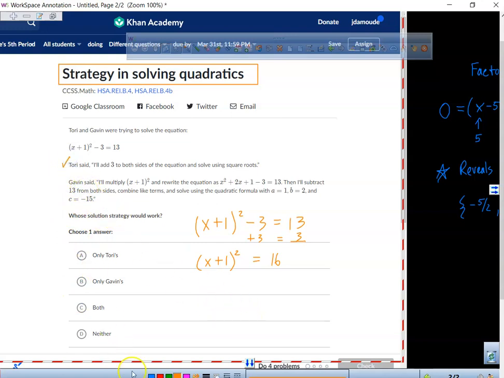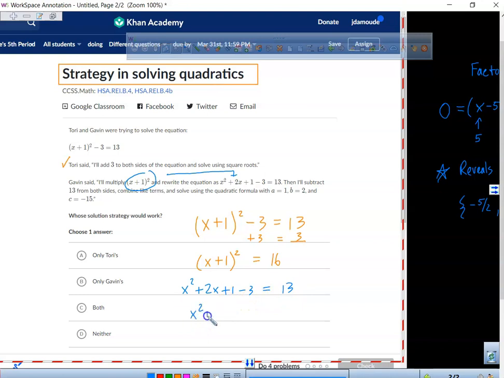Now, Gavin. I'm going to change colors for Gavin. Gavin said, I will multiply (x + 1)² and rewrite it as this. Then I will subtract 13 from both sides. Whew, so he did a lot. Let's see what Gavin did. Ready? So is (x + 1)² equal to x² + 2x + 1? If we multiply it together, it is equal to this right here. That works. I'll put minus 3 equals 13.